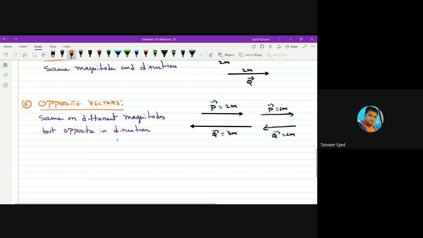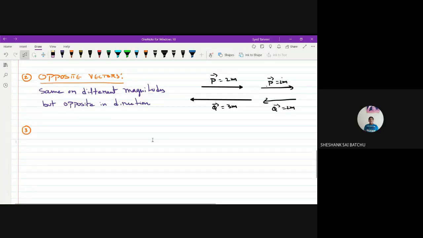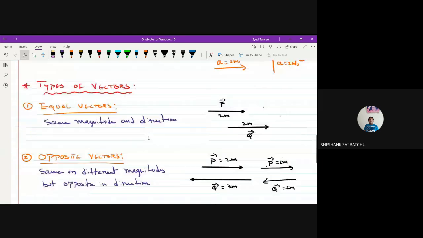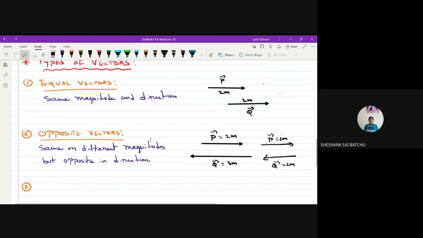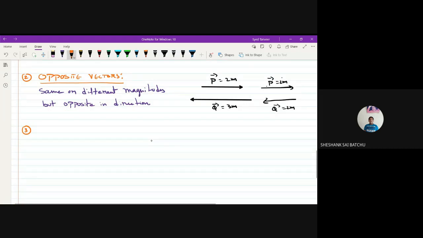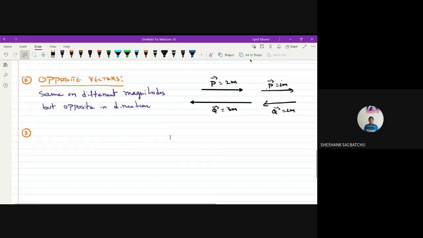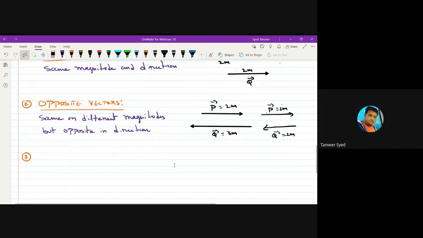Next. Sir, I have a doubt. Sir, if both are in the same direction and their magnitude is different, then unequal vectors. Okay, sir. Sir, but you wrote in the definition same or different magnitudes, no, sir. It is for opposite vectors.